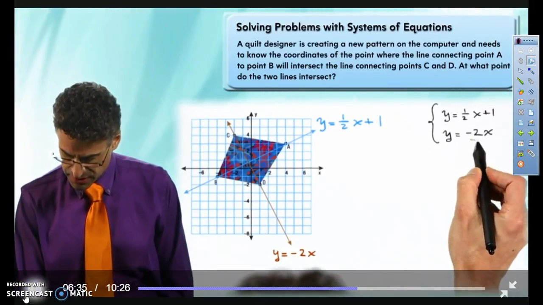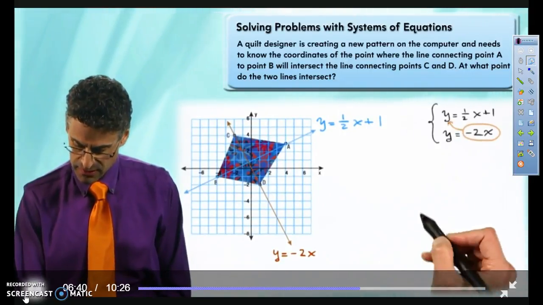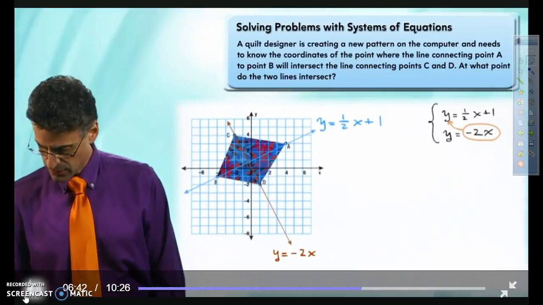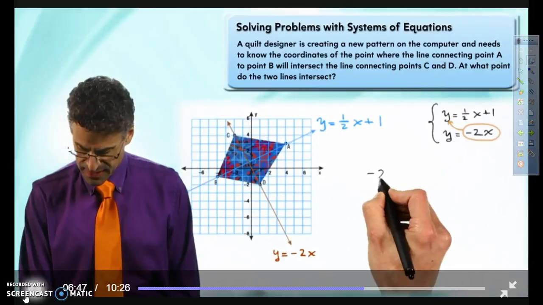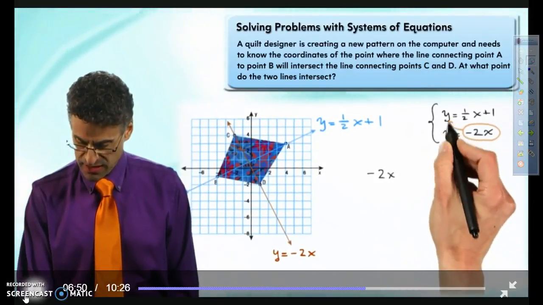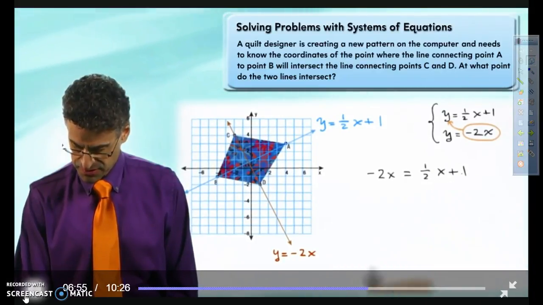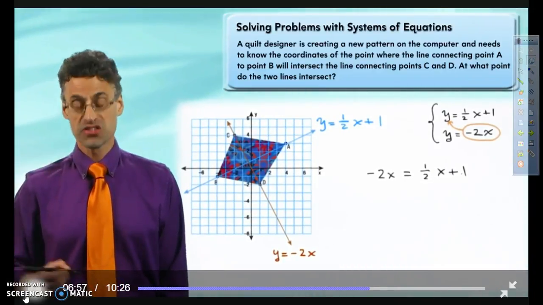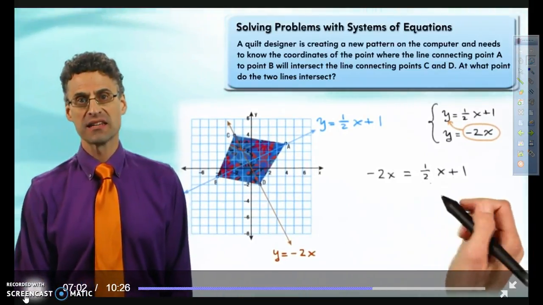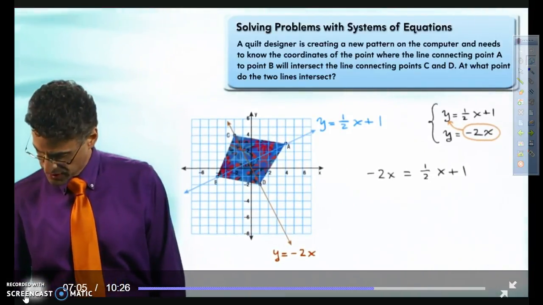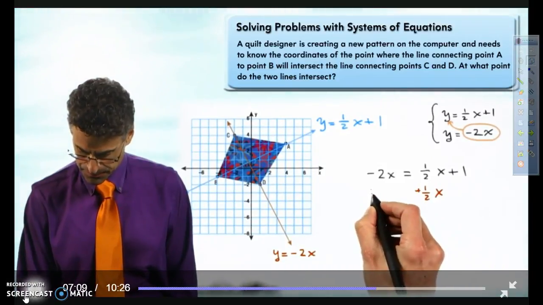I'm going to insert this -2x for the y right into there. And when I do that, what do I see? This top equation will become -2x, because that's what y equals, 1/2 x plus 1. Great, and now I can solve for x. And so how do I solve for x? Well, let me take this 1/2 x and get it to the other side. So how do I do that? Well, to undo the 1/2 x, I'll just add 1/2 x to both sides.